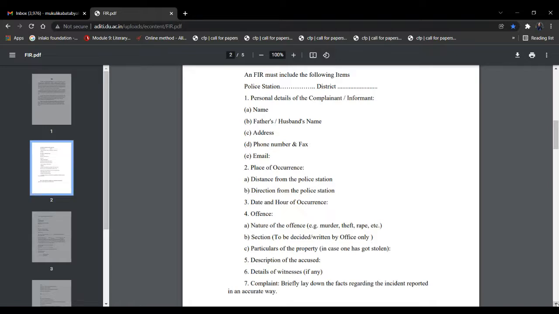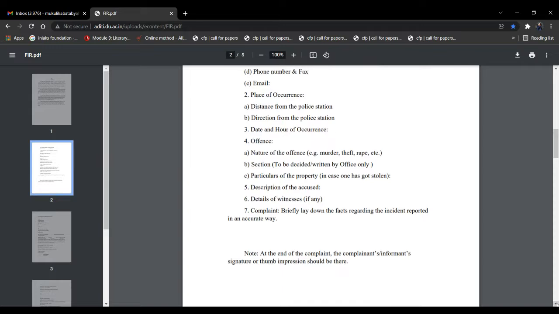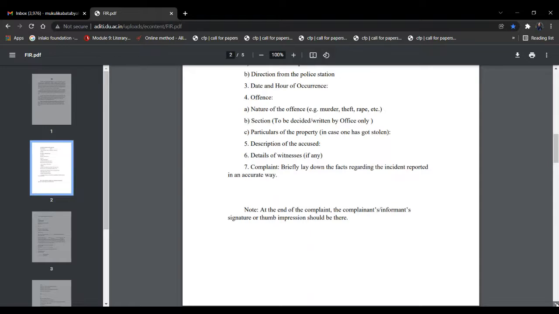Otherwise, in many cases, you have to just do it alone because either there are no witnesses or because nobody actually wants to come forward and get you through the whole process. Then you will briefly write down the facts about how it happened in the most accurate way that you can, the best memory that you have. At the end of the complaint, the complainant or the informant's signature and or thumb impression should be there. So you have to sign the document or you have to provide your thumb impression.